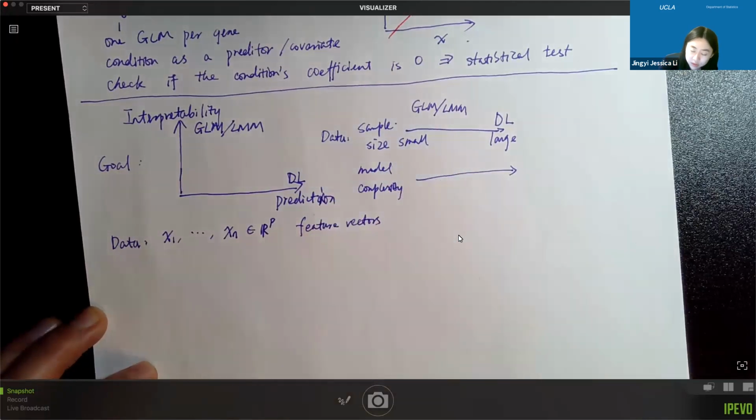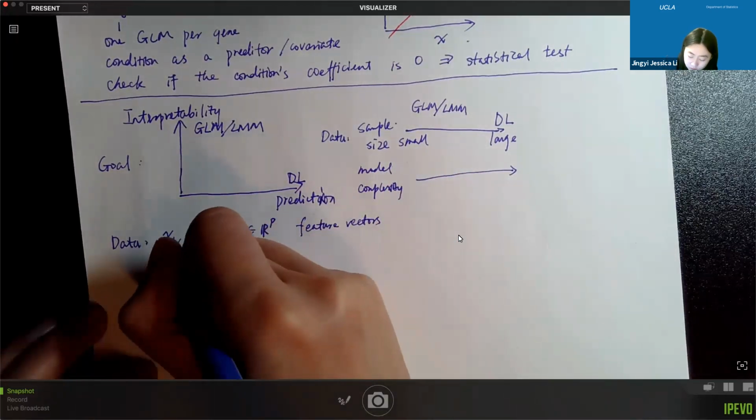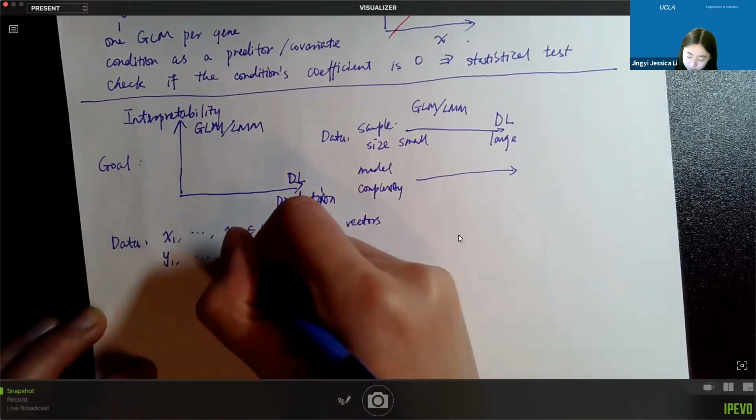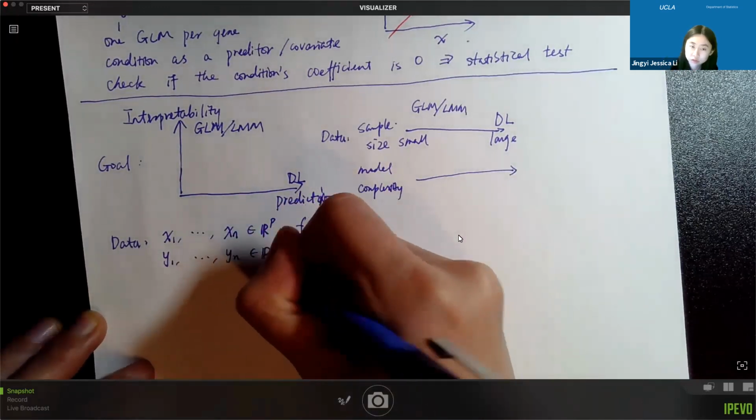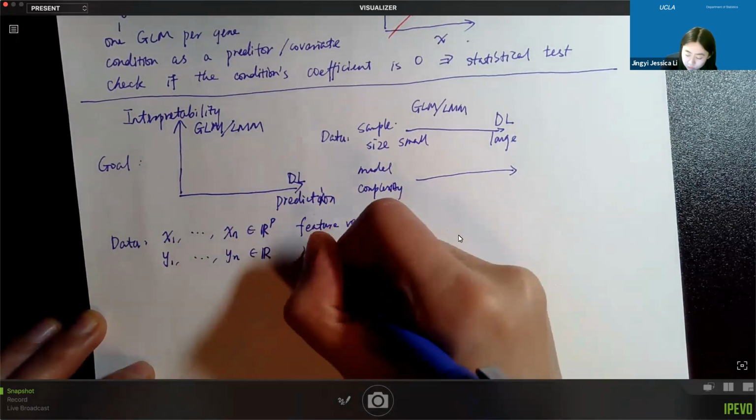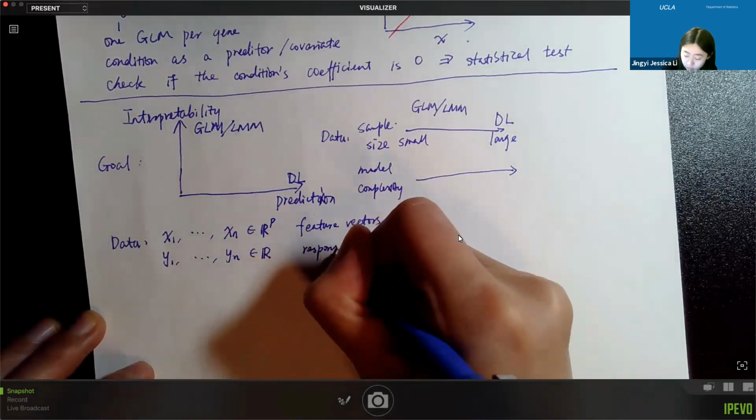We also have the corresponding response or outcomes. So this is usually a scalar, a one-dimensional real value. So this is the response or outcome.